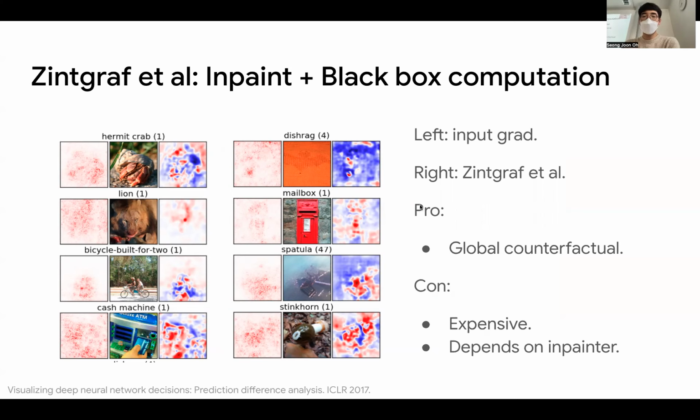Yeah, the strong pro is that this is global counterfactual computation. So it's kind of true by definition, the score maps. But of course, it depends a lot on the in-painter.